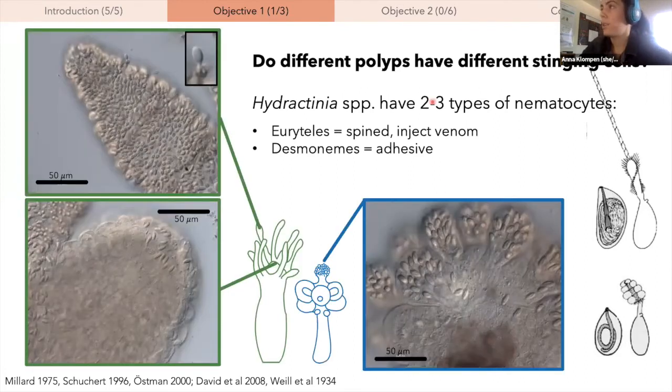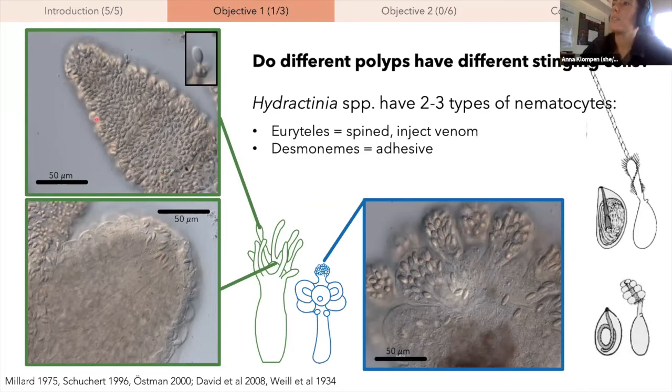And the way that you can get at this question of what stinging cells are there and how they're distributed is just through counting these on multiple animals. So just to show here, this is a gastrozoid here and a gonozoid here. If you look at the mouth, so the hypostome of this animal, you can see a bunch of these little stinging cells here. These are some of those uroteles.